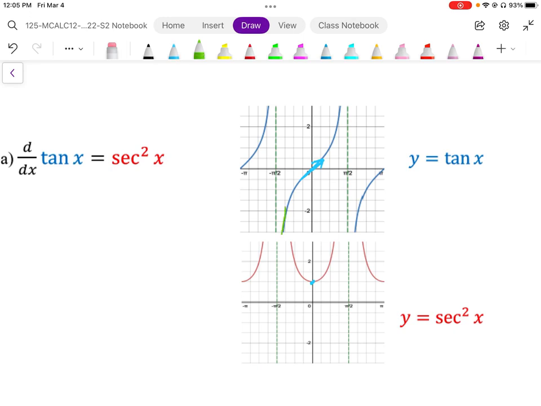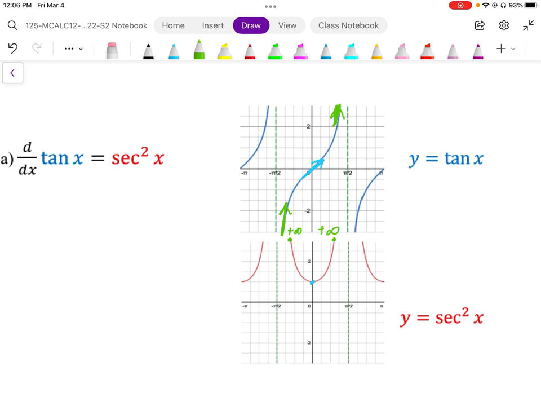We know that we have an infinitely steep slope near the vertical asymptote, so we have infinitely high points here. And the same thing is going to be happening here. This is a positive infinite slope, so we're going to get positive infinite values up here. Okay, so the slopes of the tan graph seem to be matching the y-coordinates of our secant squared. And notice that the period of this function appears to be exactly the same.